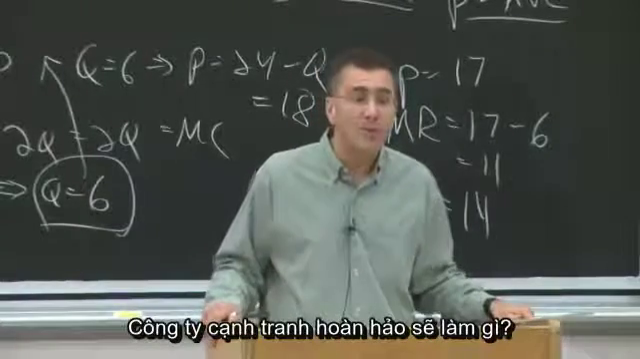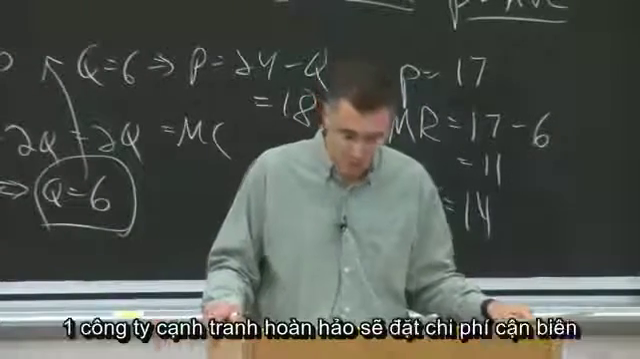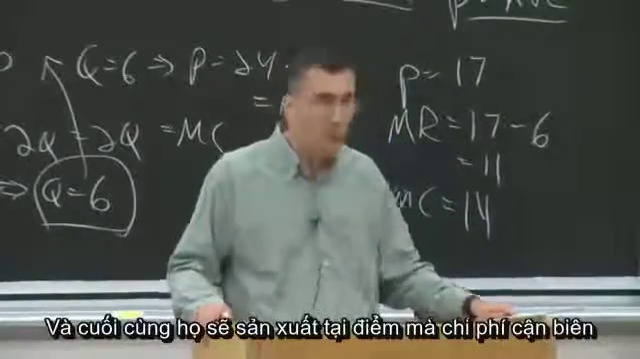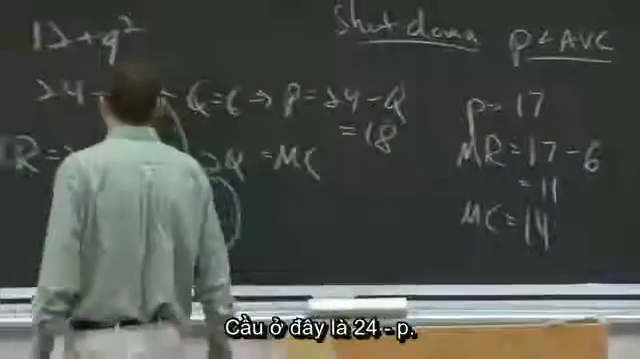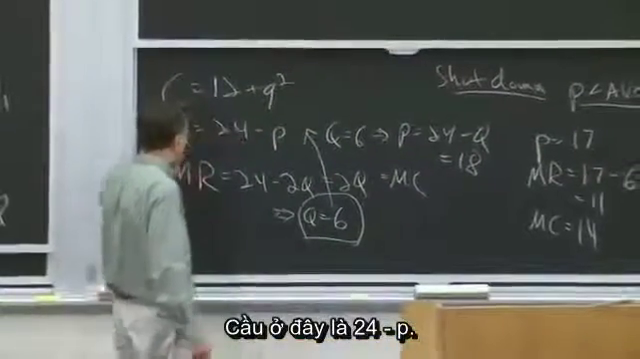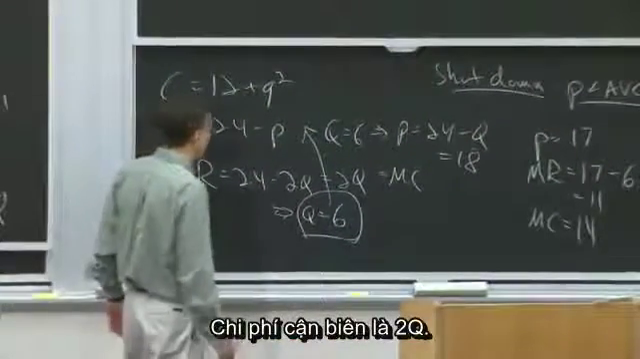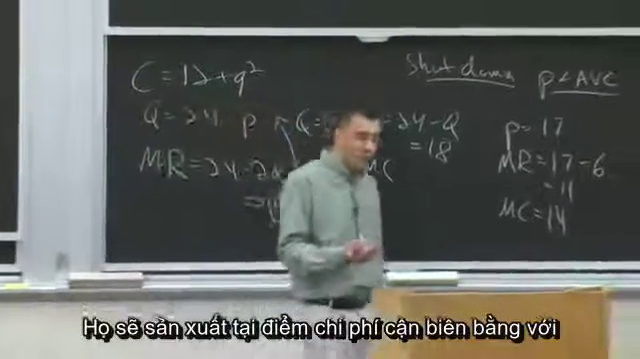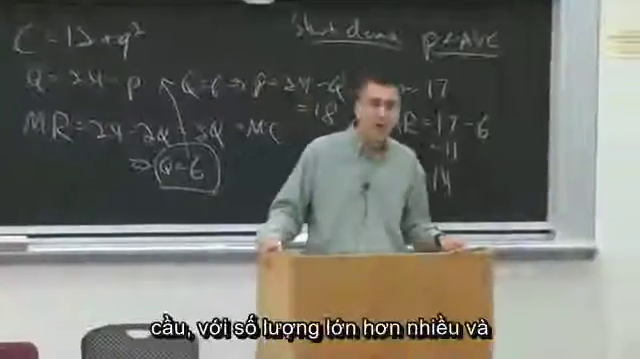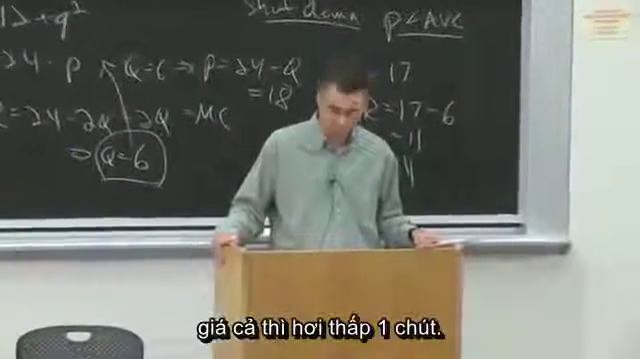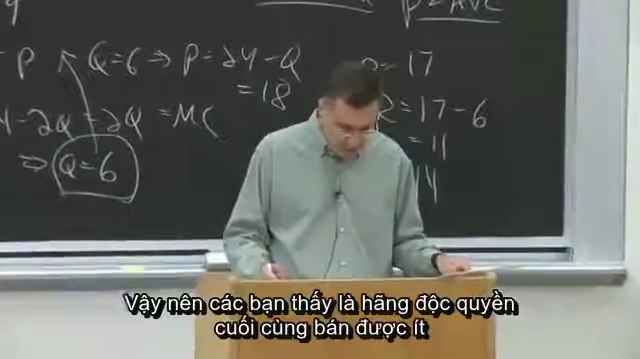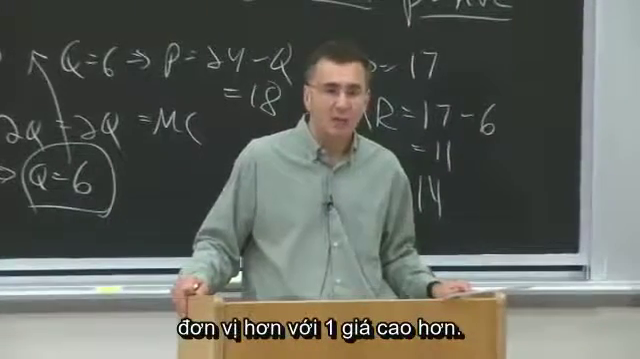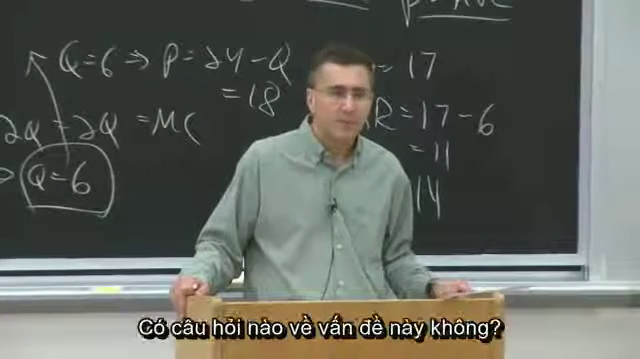What would the perfectly competitive firm do? A perfectly competitive firm would set marginal cost equal to demand, so demand here is 24 minus Q and marginal cost is 2Q. They would end up producing where marginal cost equals demand at a much higher level, charging a slightly lower price. So what you see is the monopolist ends up selling fewer units at a higher price. Okay? Questions about that? Yeah?